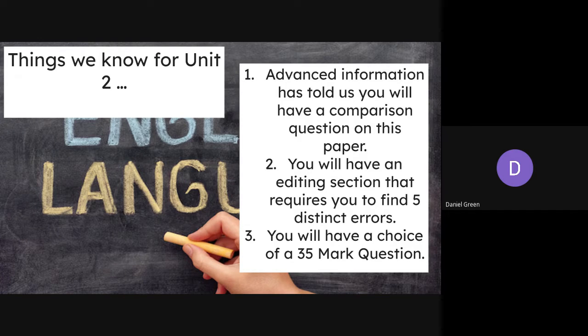The advanced information has told us that you will have a comparison question on this paper. So it's best to check over your comparison question structures and especially your golden rules to ensure that you know how to tackle these kinds of questions.